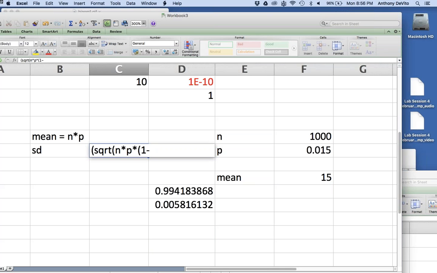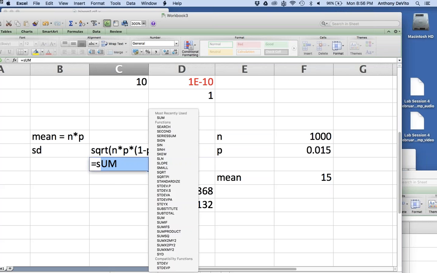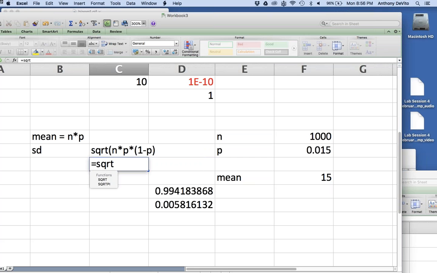I don't really have time to explain that much right now, but you'll have to take my word for it. The standard deviation of this is going to be equal to what that formula represents. In other words, it's going to be equal to the square root of, what do I have here? 1,000 is n, times 0.015 times 1 minus that, which is 0.985. So standard deviation is going to be 3.84.